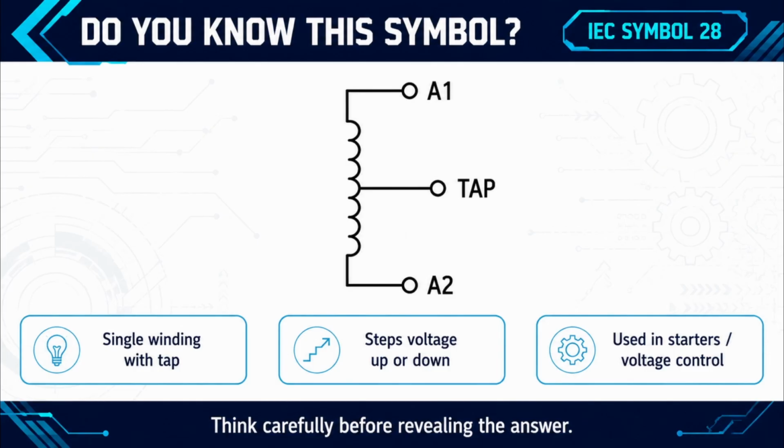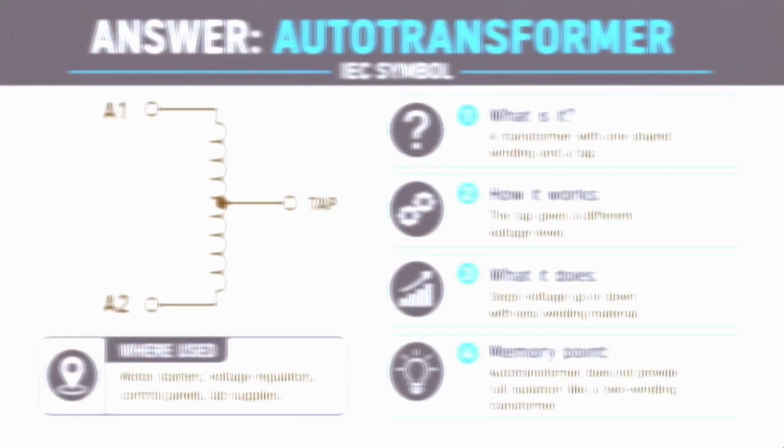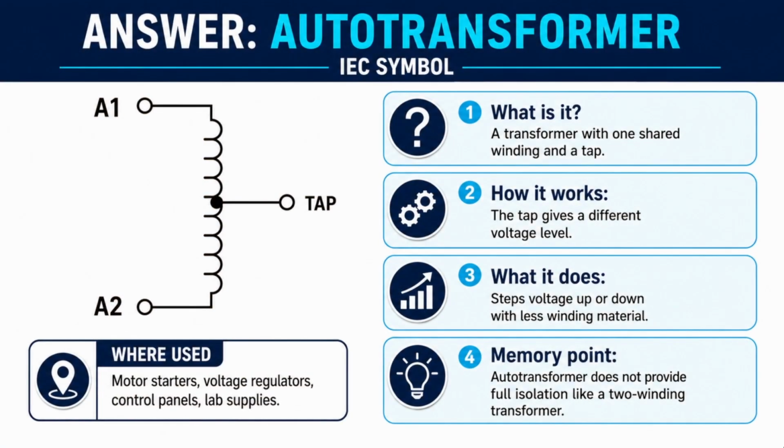Here are some clues. It uses a single winding with a tap. It can change the voltage level, and it is used in voltage control and motor starting applications. The answer is an autotransformer. It uses one shared winding, and the tap provides a different voltage level. It can step the voltage up or down, but unlike a two-winding transformer, it does not provide full electrical isolation.